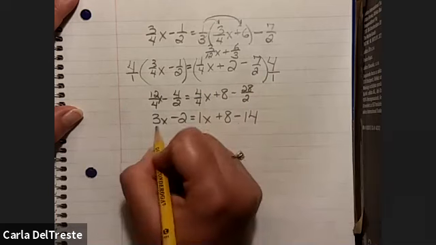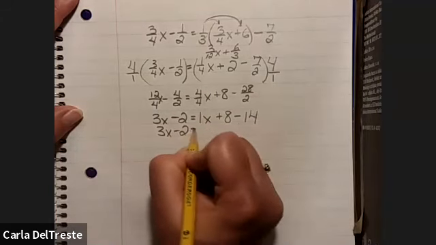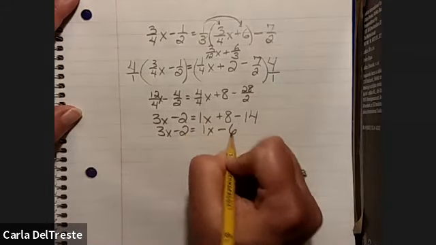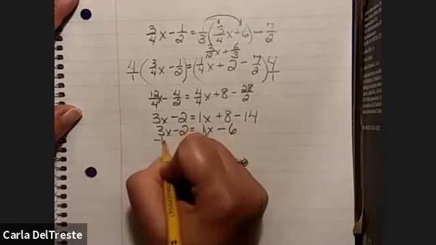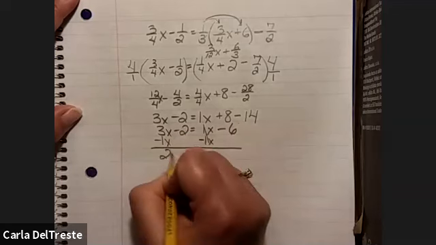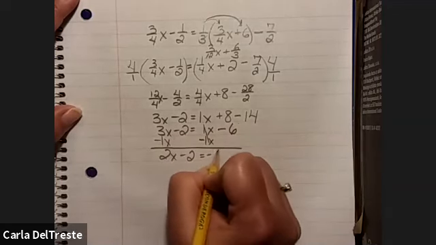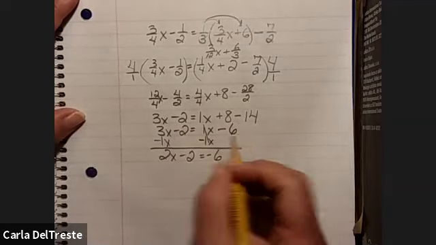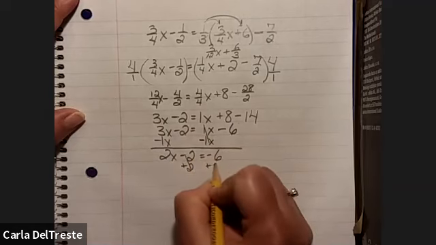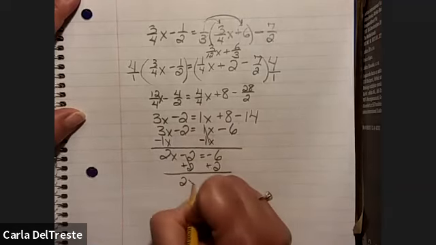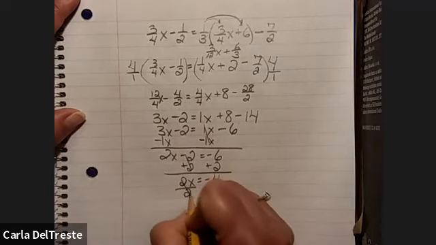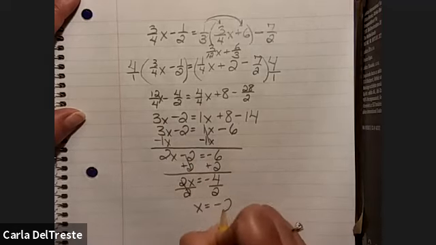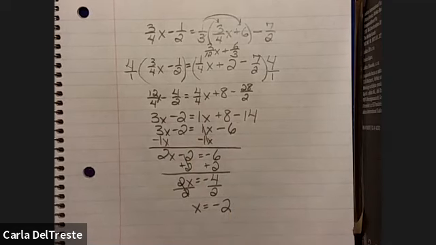Now I can combine like terms on the right side and then solve the rest of the problem. So take away 1x. That leaves me with 2x minus 2 equals negative 6. Add 2 to both sides. 2x equals negative 4. And last but not least, divide both sides by 2. And I get x equals negative 2.